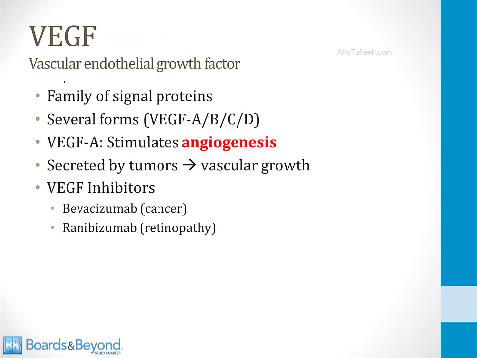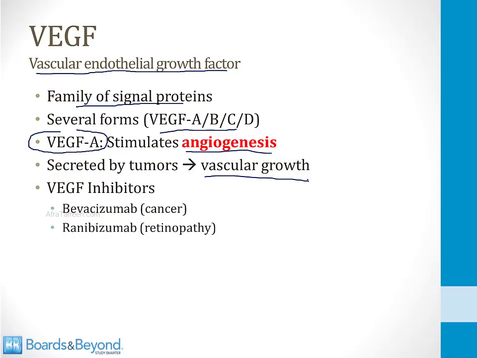So let's talk about VEGF in a little more detail. VEGF stands for vascular endothelial growth factor. This is a family of signal proteins. There are several forms, VEGF-A, B, C, and D. VEGF-A is important for stimulating angiogenesis, and it is secreted by many tumors, and this leads to vascular growth so that the tumor will have a blood supply. Therefore, if you can block this system, you can cut off the vascular growth of the tumor. And VEGF inhibitors are used in a couple of scenarios. Bevacizumab is used in cancer. That's what we're talking about right now. In addition, there is another VEGF inhibitor called ranibizumab, which is used in retinopathy. It's injected into the eye to prevent growth of blood vessels in the retina.